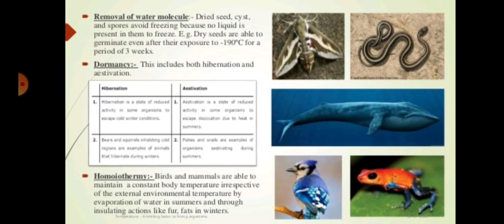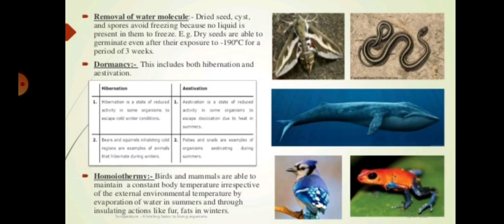Then, to avoid the temperatures, there is removal of water from the tissues. Dried seeds, spores and cysts avoid freezing because there remains no liquid in them that can freeze. Due to removal of water from seeds, the cold resistance of seeds of certain plants increases to the extent that their exposure for 3 weeks to 190 degrees centigrade does not diminish their germinating capacity.